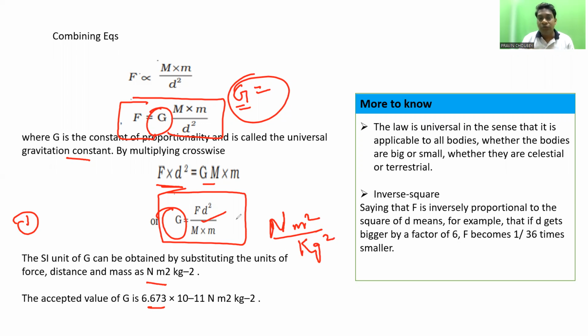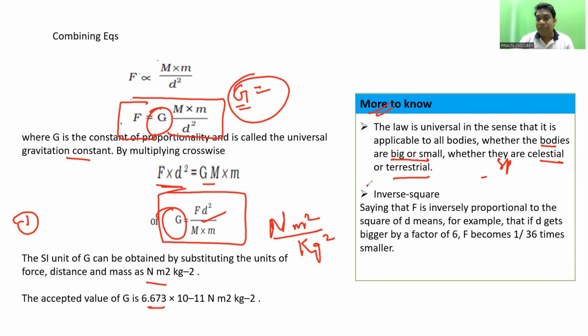Now why is this universal law of gravitation called universal? Because it is applicable to all bodies, whether big or small. They can ask you this question in the exam. It applies to each and every body, whether celestial or terrestrial. Celestial bodies are whatever bodies you see in the universe, like the solar system, planets, sun, and stars. And terrestrial means all the bodies present on the surface of the earth.